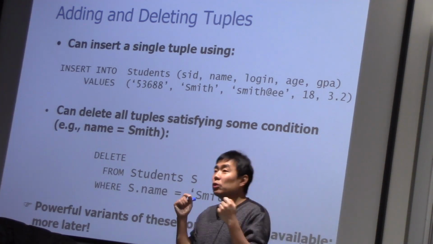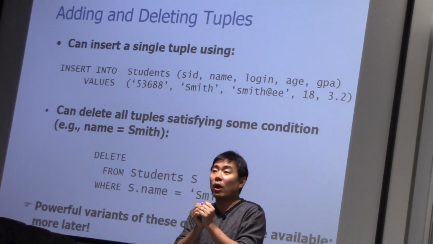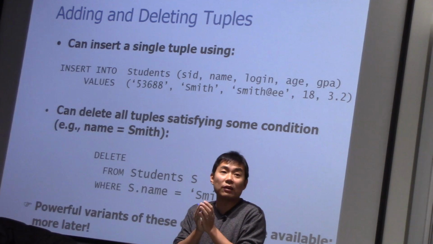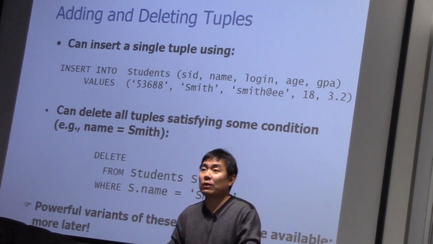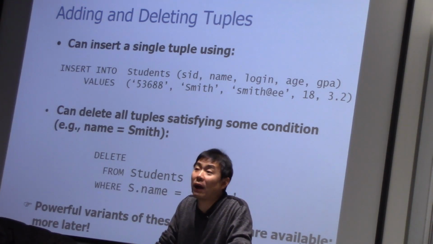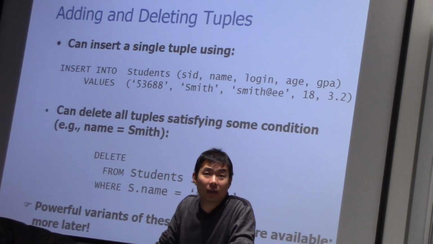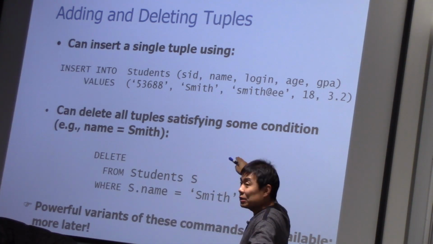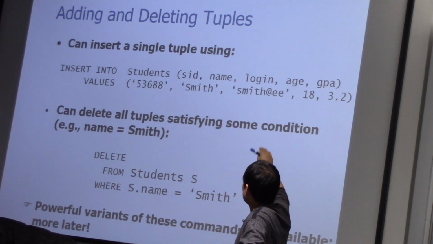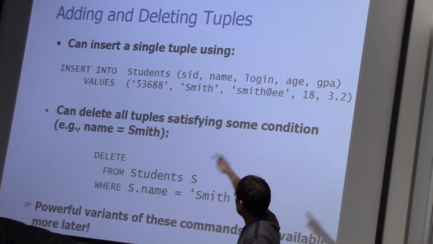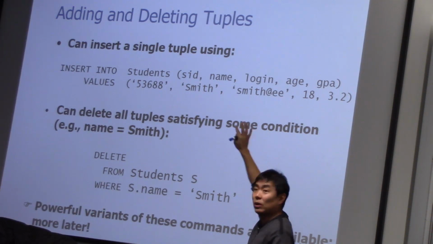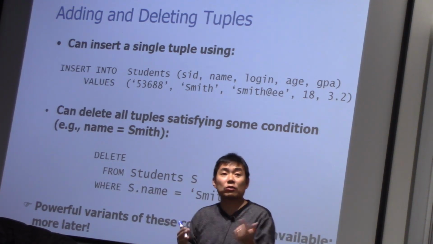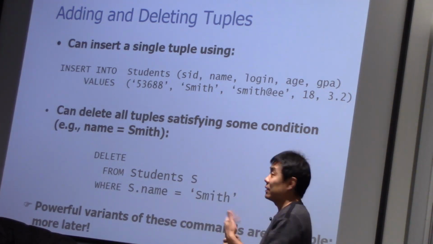Secondly, you don't have to supply values for all attributes. You can supply values for a subset of the attributes from the schema of that table. For example, in this case, I can do insert into students, SID, name, and login, then the first three values without the last two attributes. That's totally okay. I don't have to specify values for H and GPA.